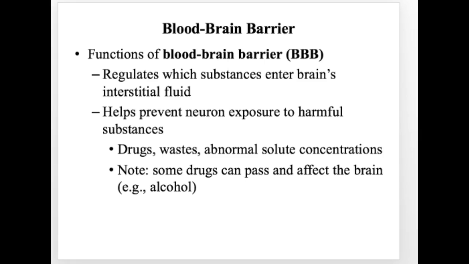Another form of protection comes from the blood-brain barrier. This is very important in regulating which substances enter the brain's interstitial fluid and helps prevent neuronal exposure to harmful substances. I've mentioned before that certain drugs have to be high in lipid content in order to enter into brain tissue. That goes the same for wastes, abnormal solute concentrations as well. Some drugs can pass and affect the brain, an example being alcohol.